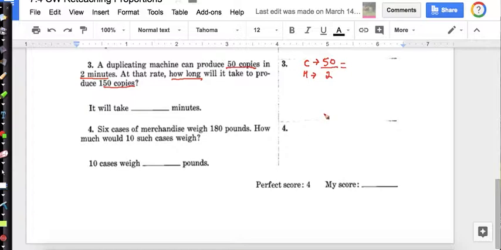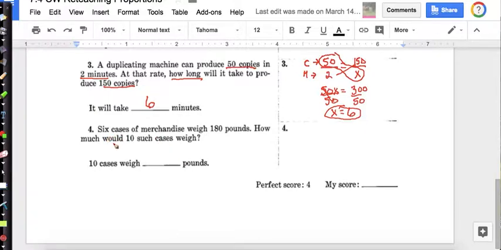And I don't know how long, so I want to figure that out. So I'm going to put X on the bottom because that's the minutes. How long it will take to do 150 copies. So now I got copies over minutes, copies over minutes. I'm ready to go. So circle the variable. 50 times X is 50X. 150 times 2 is 300. And the opposite of multiplication is division, so I divide both sides by 50. And X will equal 6. It's already labeled here, so just put in 6, and then it's labeled minutes.